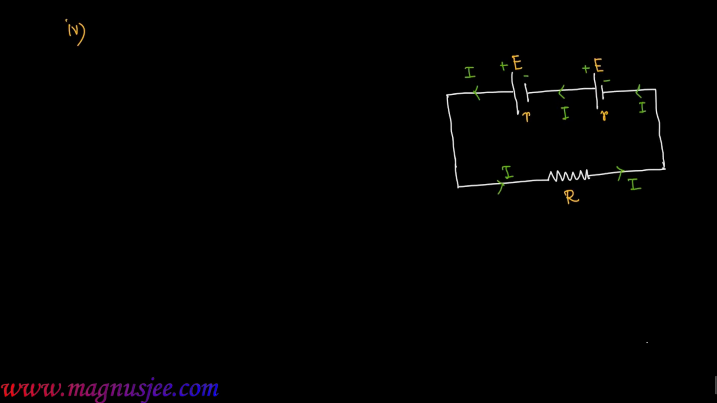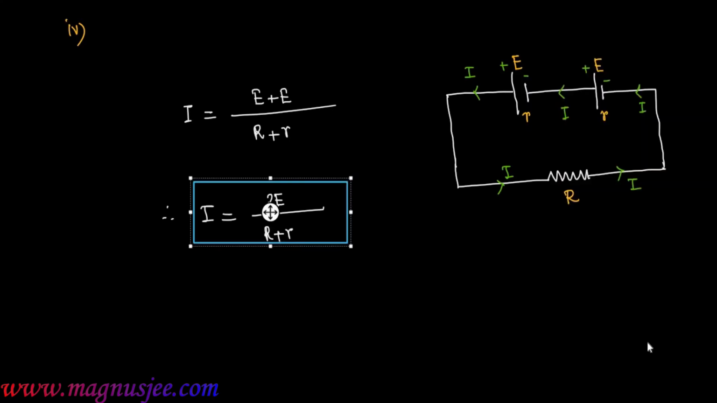Two cells having the same EMFs are connected in series combination here, and current is equal to total EMF by total resistance, that is E plus E divided by R plus r plus r. Therefore, we get I equal to 2E divided by R plus 2r.